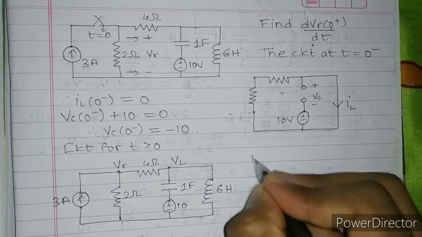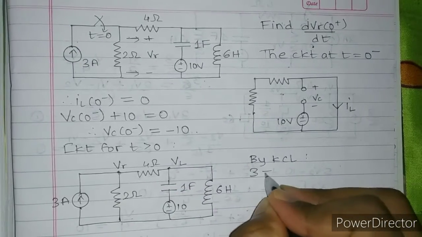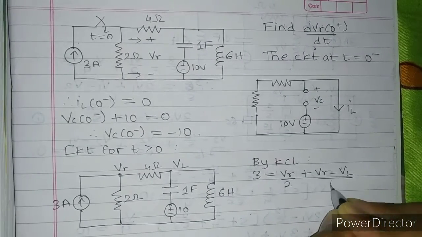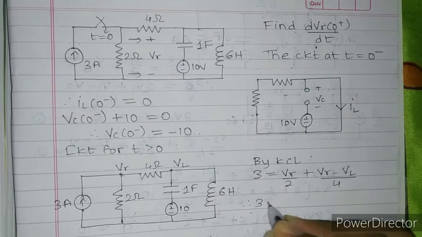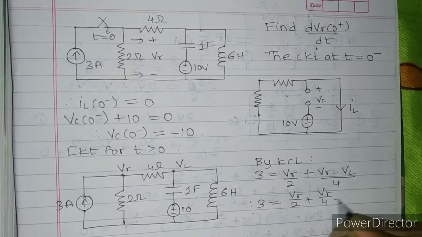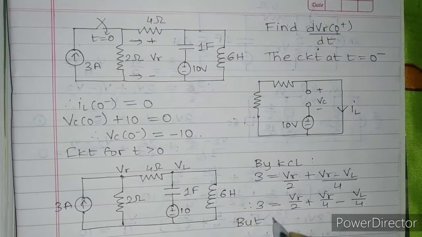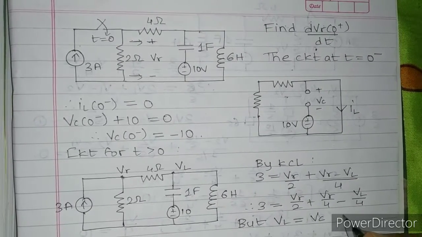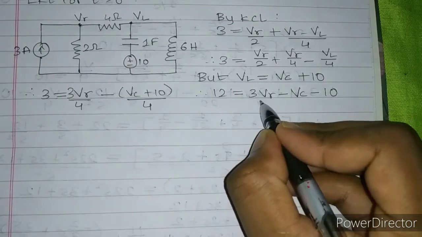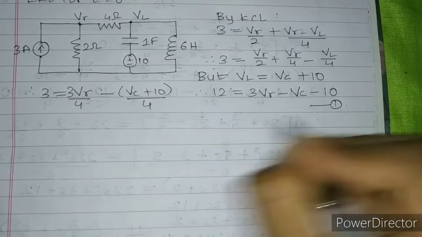This is 3 ampere. Now by applying KCL at this node we get 3 is equal to VR upon 2 plus VR minus VL upon 4. So 3 is VR by 2 plus VR by 4 minus VL by 4. But VL is equal to Vc plus 10, where Vc is the voltage across the capacitor. On simplifying this we get an equation that 12 is equal to 3VR minus Vc minus 10. Let us name this as equation number 1.